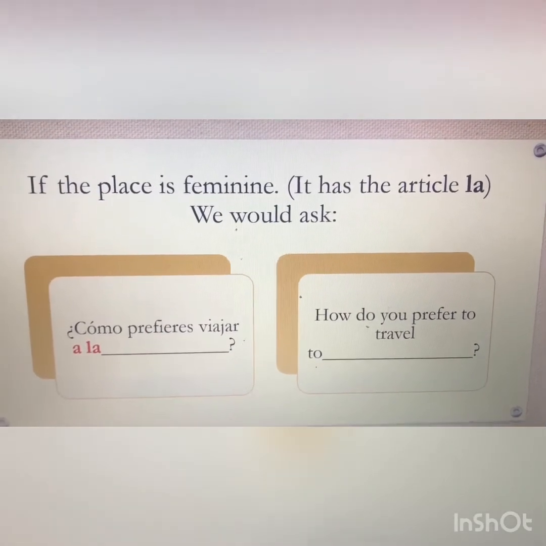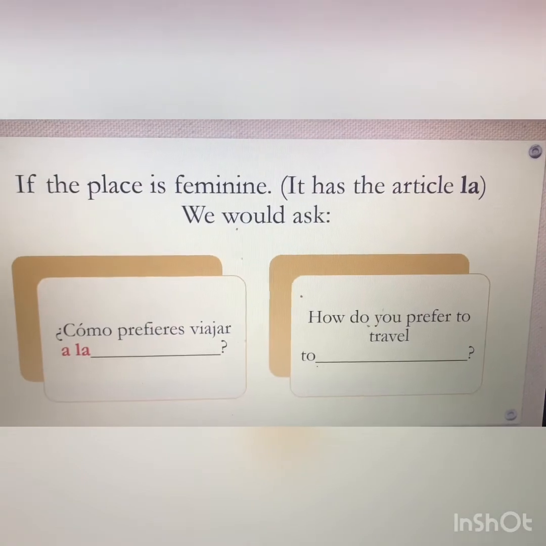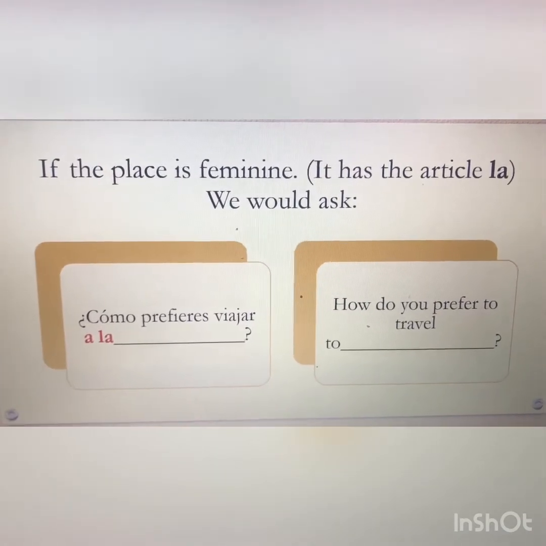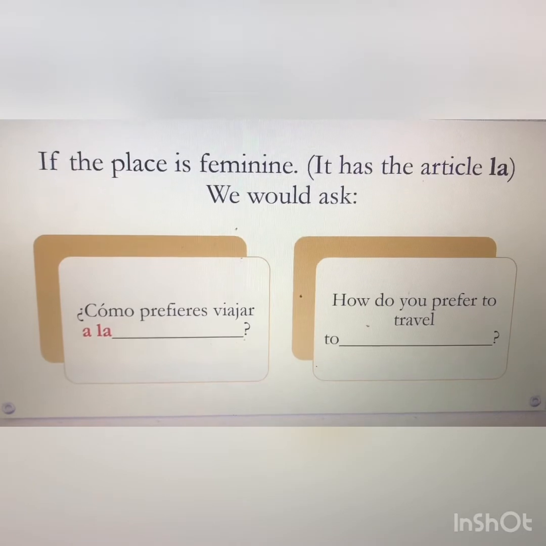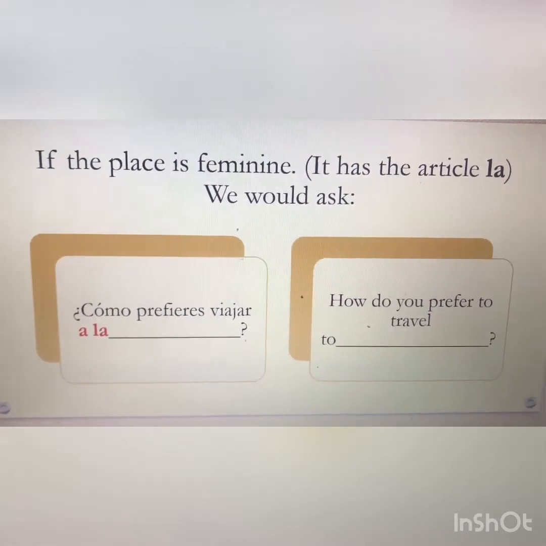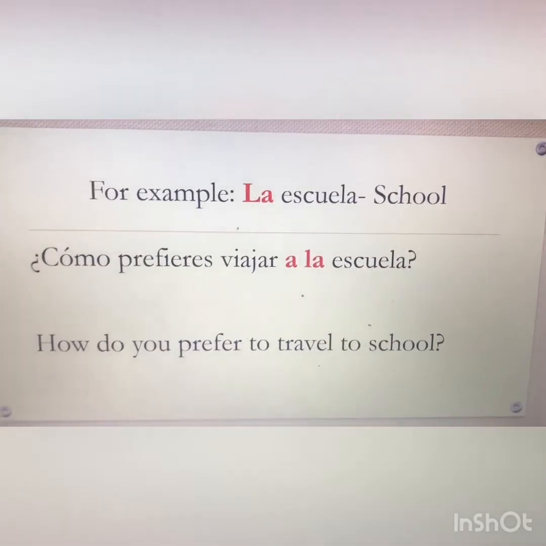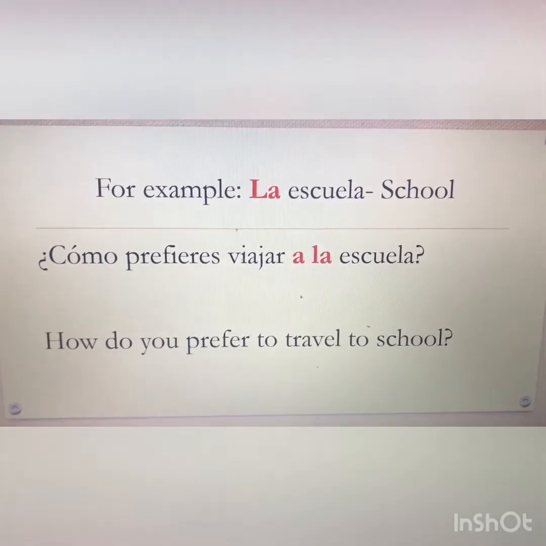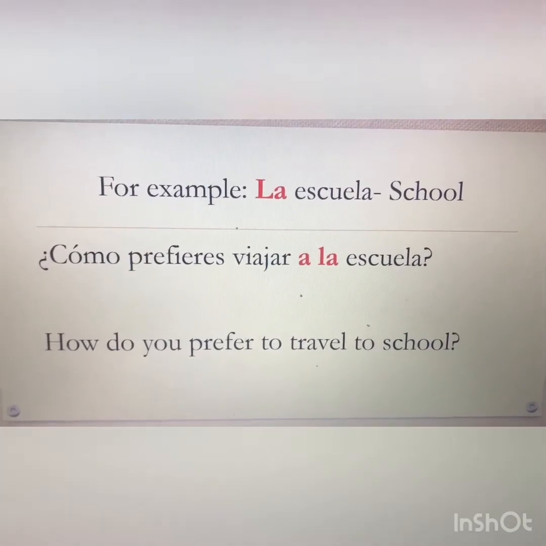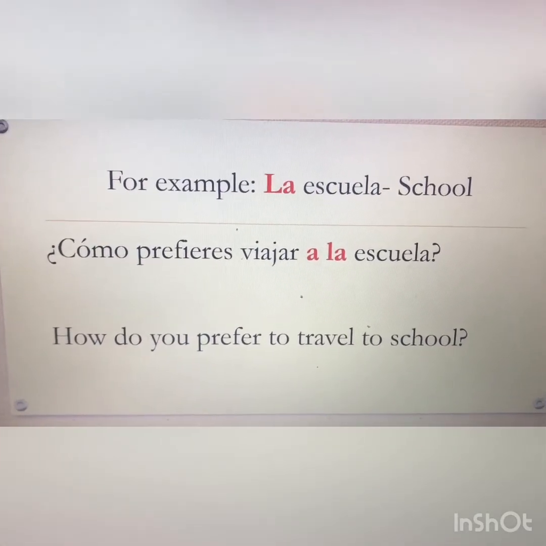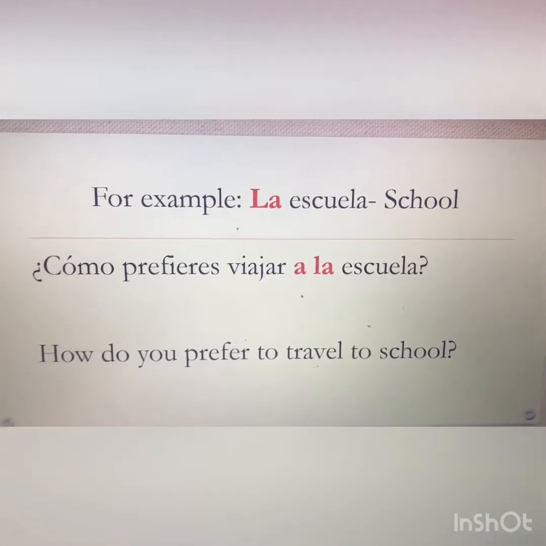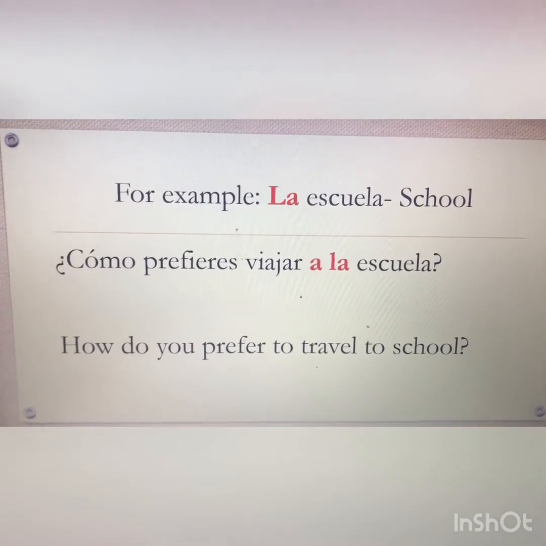So as I was saying before, if the place is feminine, meaning that it has the article la, such as la playa, la escuela, la plaza, as long as it has the article la, that means that it is feminine. So we are going to use the question, ¿Cómo prefieres viajar a la? Alright, so we're going to use a la, meaning how do you prefer to travel to? So let's do an example. Como por ejemplo, tenemos la escuela. Now, school in Español that's feminine, right? How do we know it's feminine? Because we have the article la. So we want to find out from someone, how do you prefer to travel to school? So la pregunta es, ¿Cómo prefieres viajar a la escuela? Meaning, how do you prefer to travel to school?